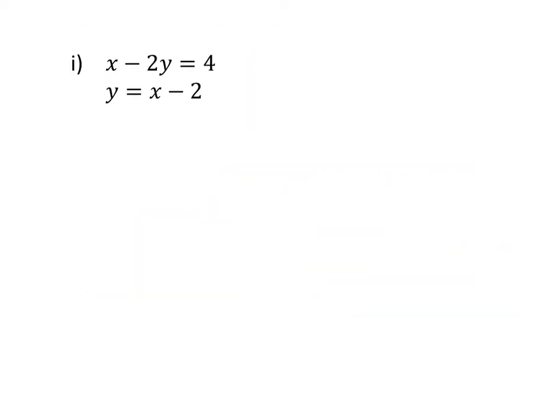Okay, let's look at I. X minus 2y equals 4, and y equals x minus 2. I have y by itself, so I'm just going to use substitution. Otherwise, I'd have to rearrange to use elimination. So let's use substitution. I already have y solved for itself, so I'm going to take that and plug it in for y in the first equation. X minus 2 times (x minus 2) equals 4.